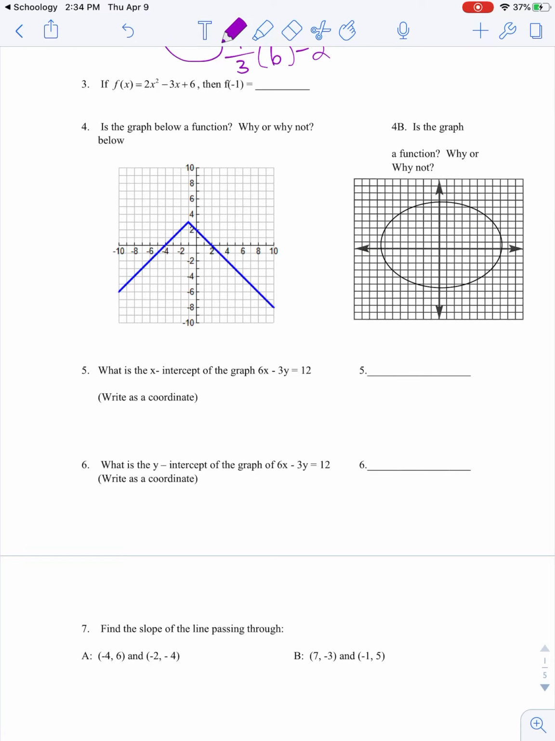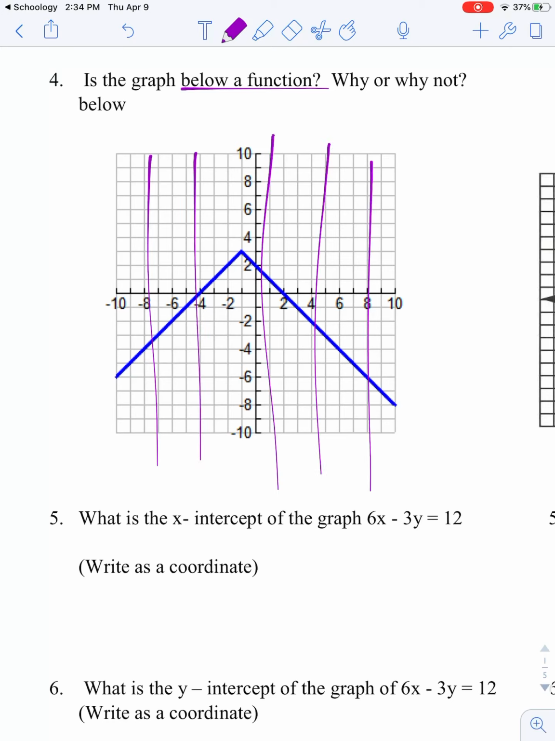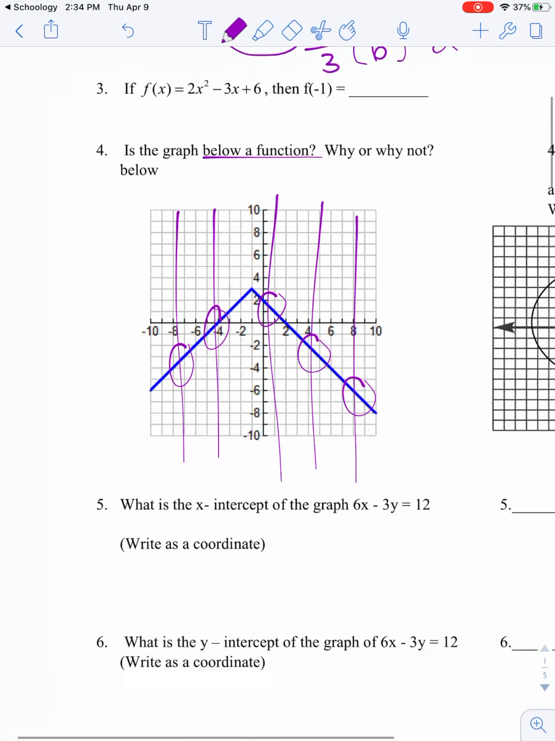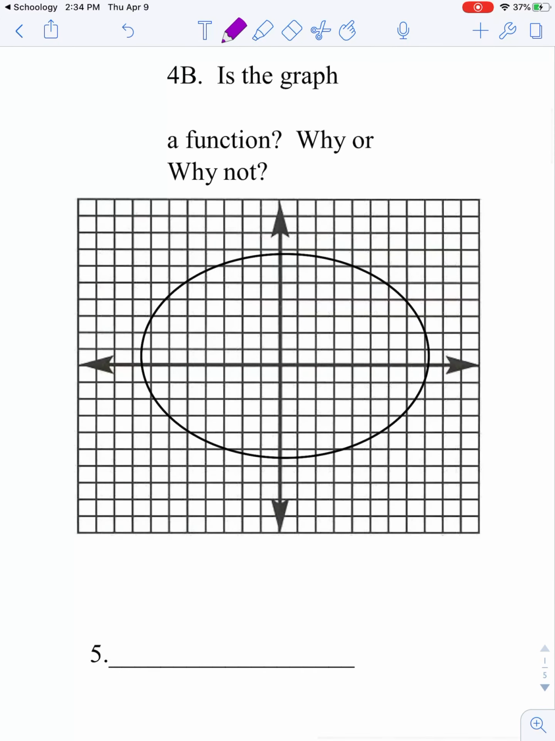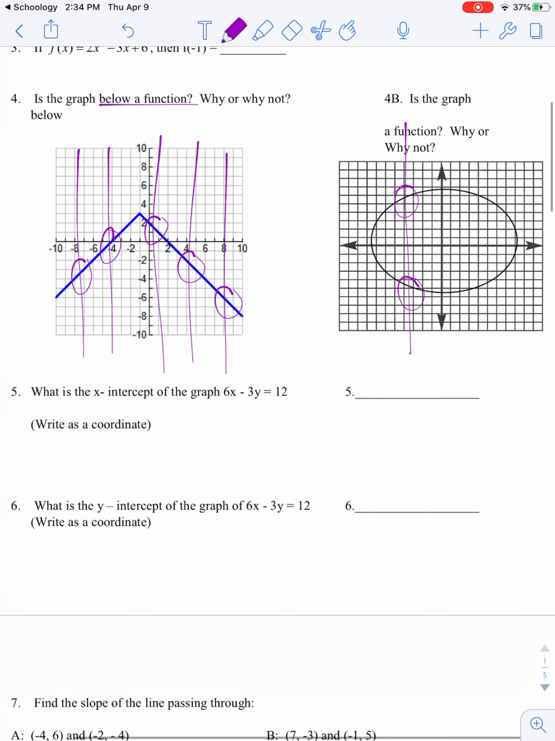For 4 here, you're checking to see if it passes the vertical line test. In order to be a function, it has to pass the vertical line test, meaning if I draw a vertical line in anywhere, it can only hit the graph at one point. So this vertical line hits it one time. This vertical line hits it once. This vertical line hits it once. This is a function because it passes the vertical line test. This one over here, however, when I draw the vertical line right here, it hits twice. Therefore, it is not a function. It does not pass the vertical line test.